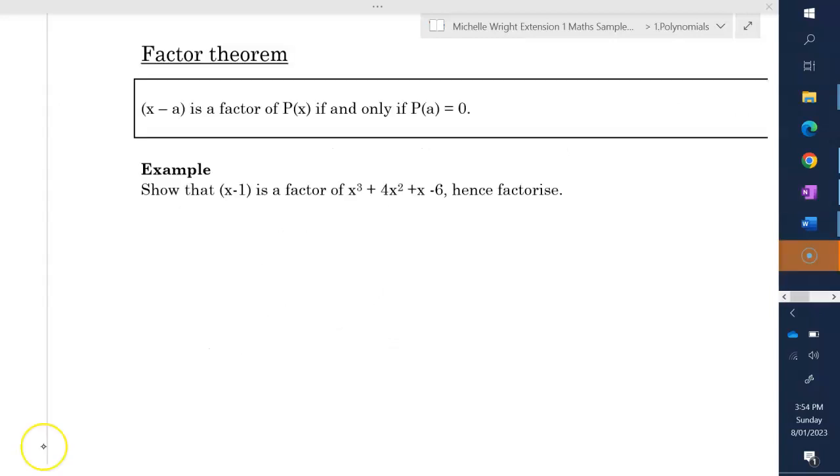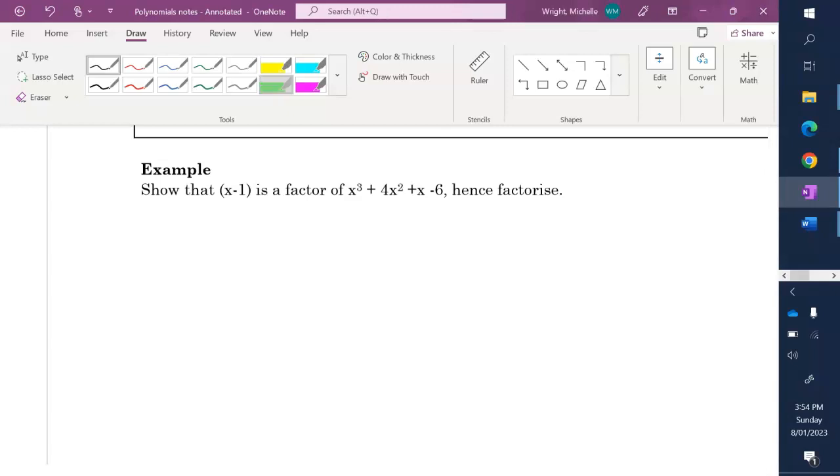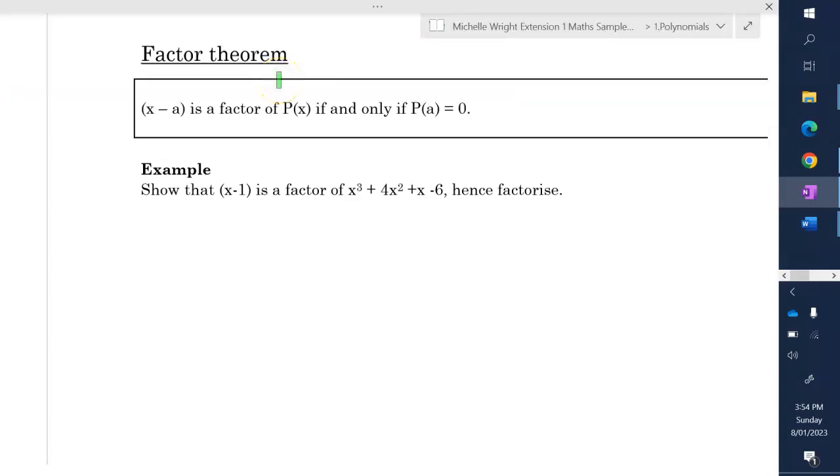Okay, so that was a brief look at the remainder theorem. Now we're going to have a look at the factor theorem, which is basically the same as the remainder theorem. But if a function is a factor of a polynomial, then we're not going to have any remainder. And that's what our factor theorem is telling us.